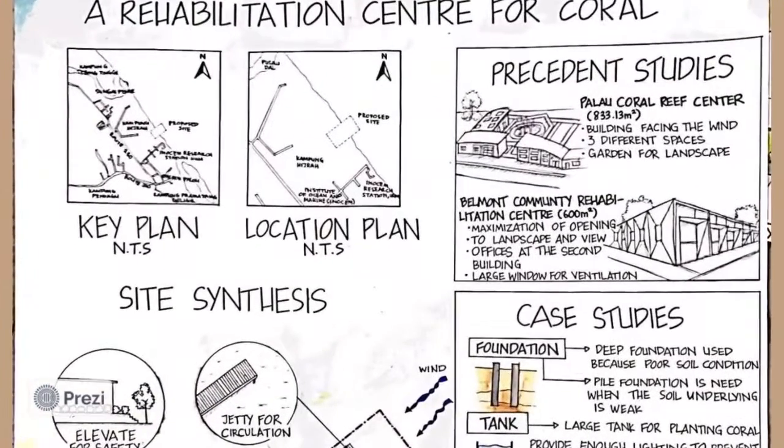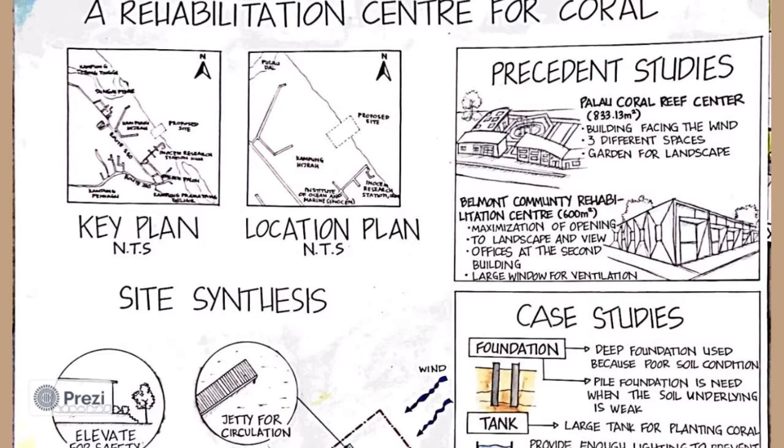First, the location of our rehabilitation center is Kampung Hijrah Pahang, as you can see in the key plan and also the location plan. Our site is near the UNICEF Research Center that is owned by IIUM itself. Moving on to my first precedent studies.